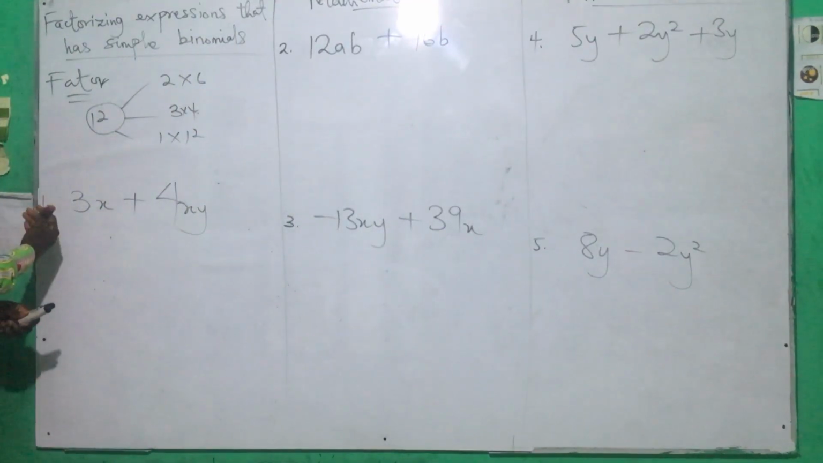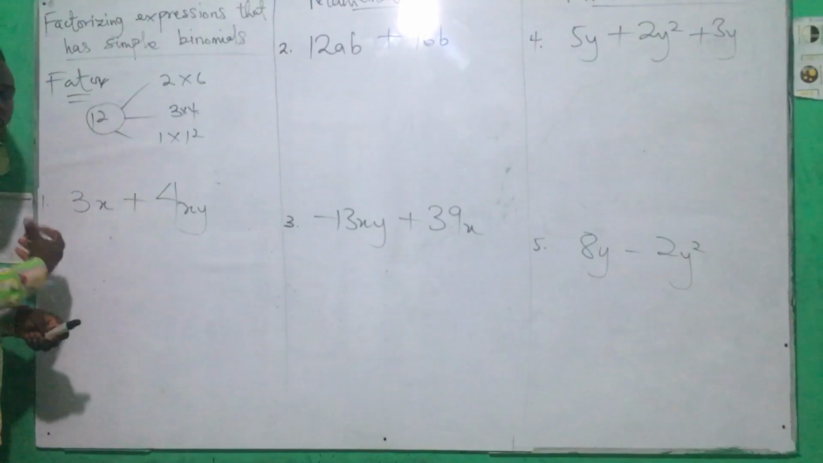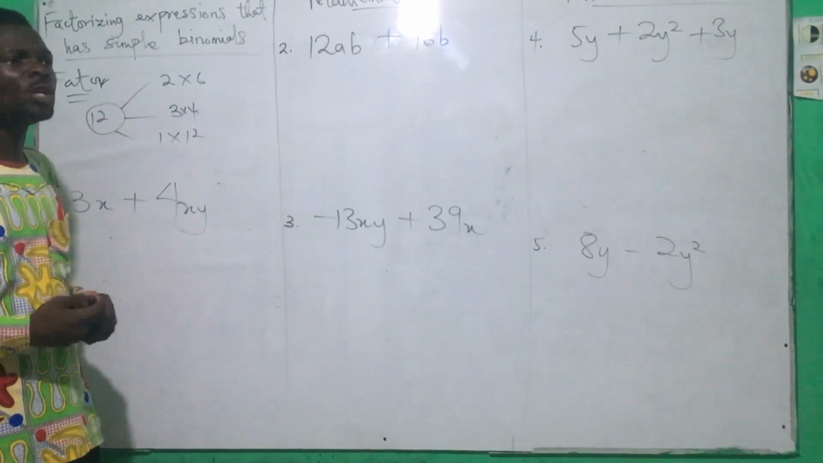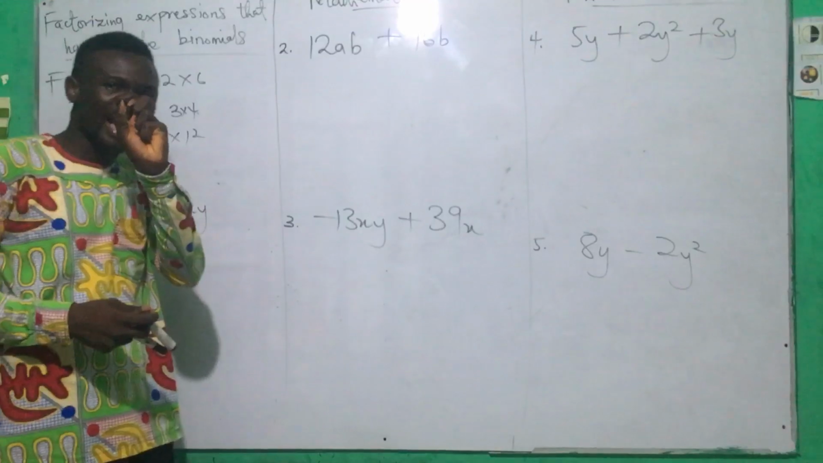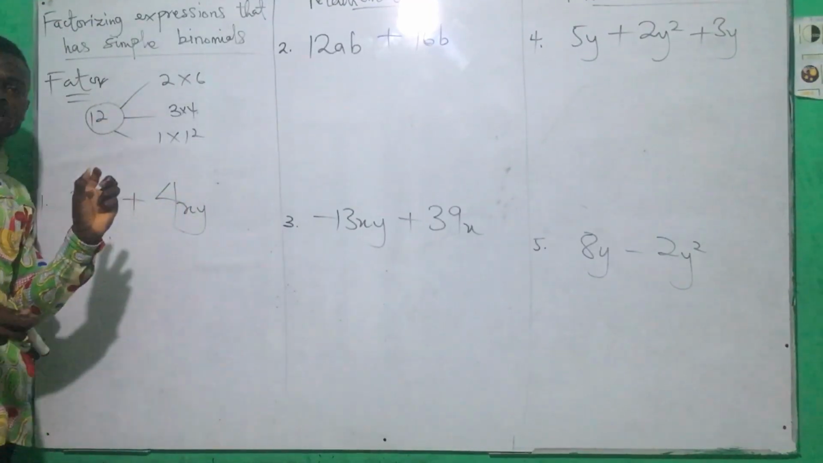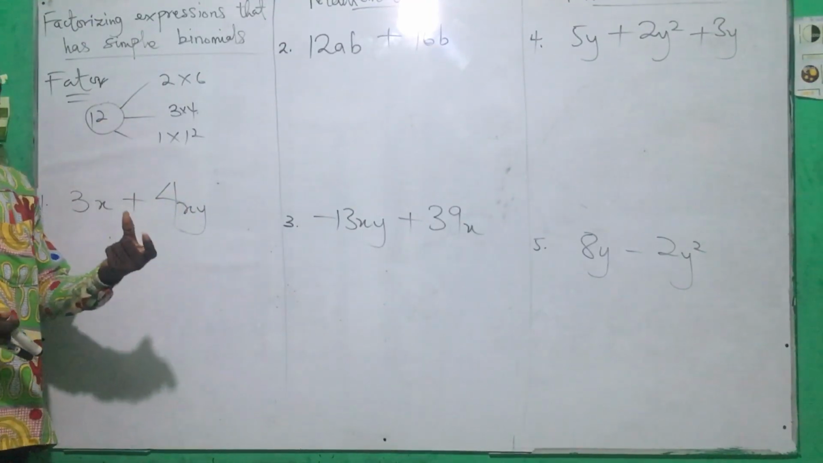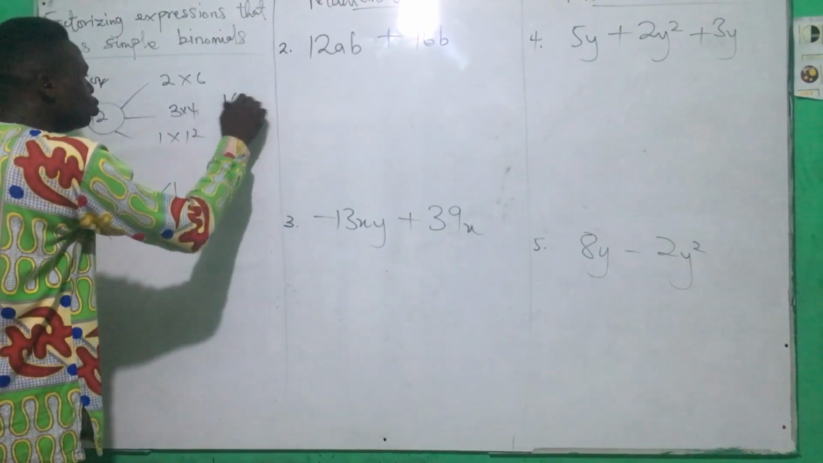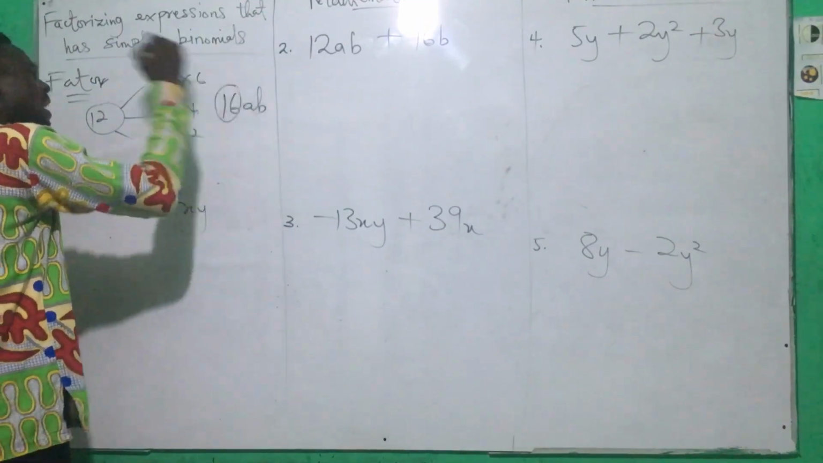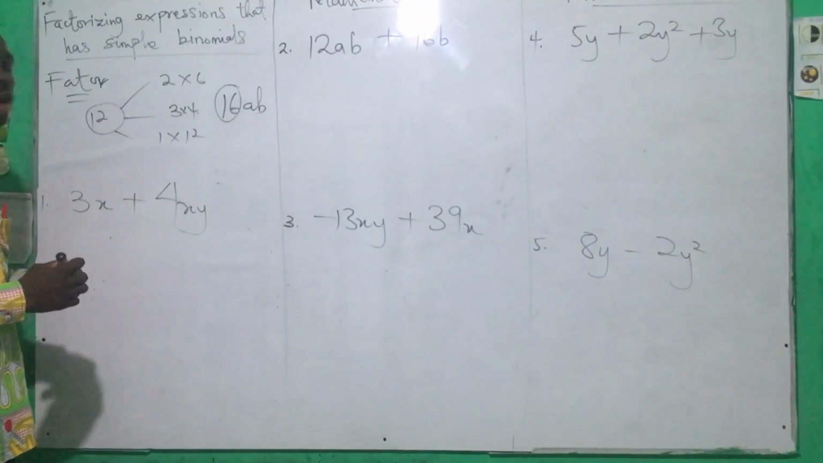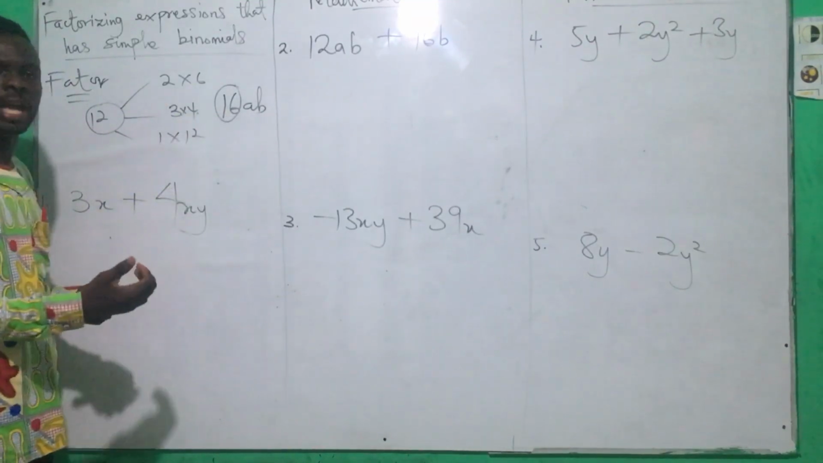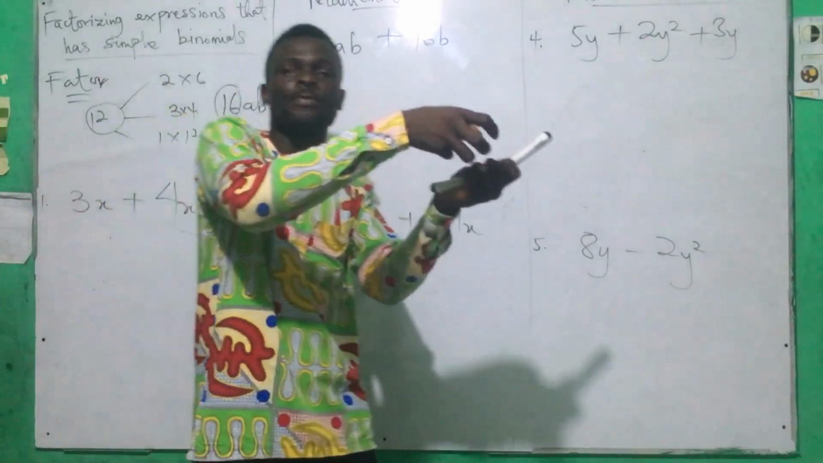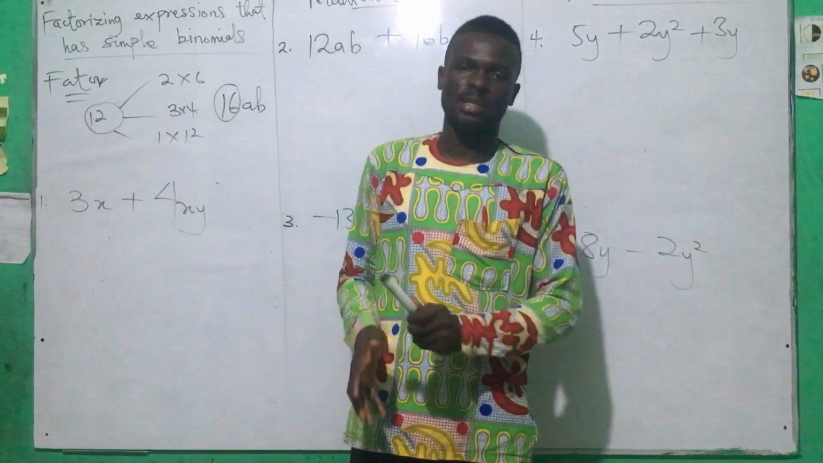Now, the first one: I am to factorize this expression. Before you begin, we are going to first factorize the coefficient of the variables. When I say coefficient, I am referring to the number in front of the variable. So the coefficient of ab is 16. In other words, we will first factorize the numbers.